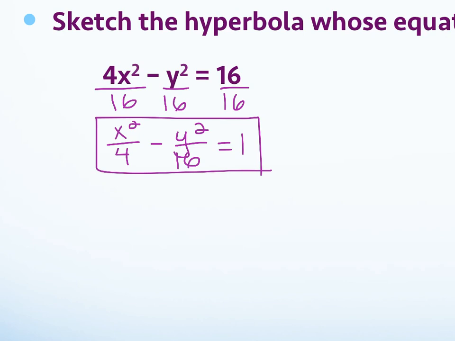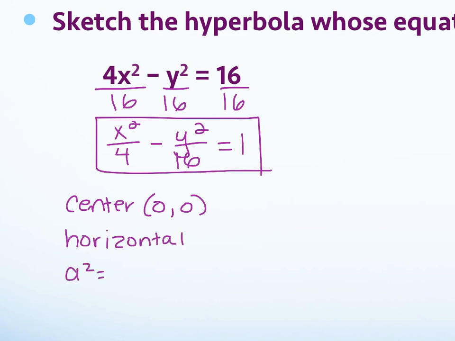Tell me what you know already. Center's at (0, 0). It's horizontal. A squared is what? 4. A is 2. B squared is 16. B is 4.